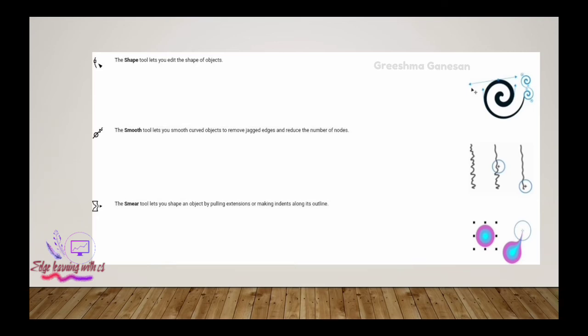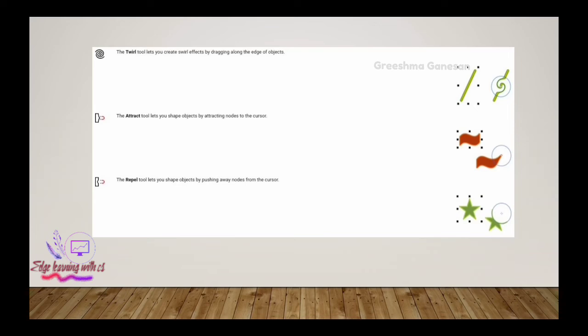Then the smear tool lets you shape an object by pulling extensions or making indents along its outline. I have just made a round symbol there. If you use the smear tool, it gets some kind of edge or corner there. It's a very useful icon whenever you are drawing something, like rain symbols or something else.